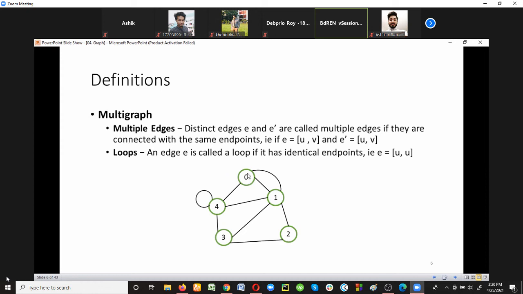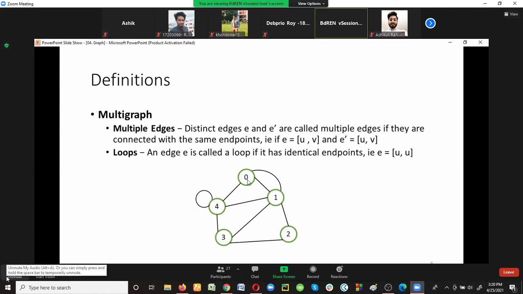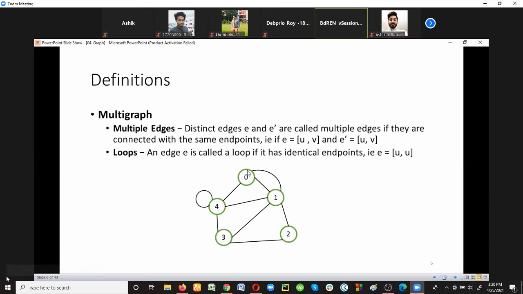What are multiple edges? Look at this. Between these 2 nodes, 0 and 1, there are 2 edges. When 2 nodes have more than 1 edge, this is called multiple edges. A graph containing more than 1 edge between any 2 nodes is called a multi-graph. This is not an undirected graph, so we don't know which one is the starting point and which one is the end point. We can assume 0 is the starting node and 1 the destination node, or we can use 1 as the starting node and 0 as the end node.